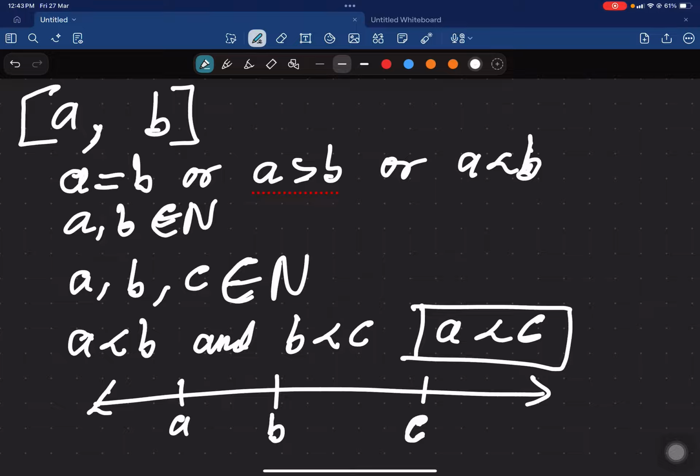We talked about the closure property, where any two natural numbers you add also give you a natural number. So that's for the set of natural numbers. Now let's move to the set of integers.